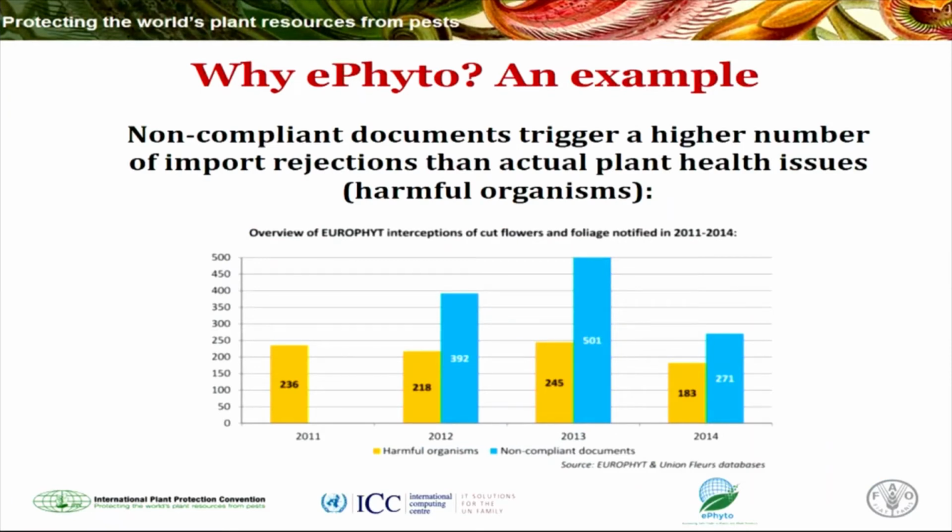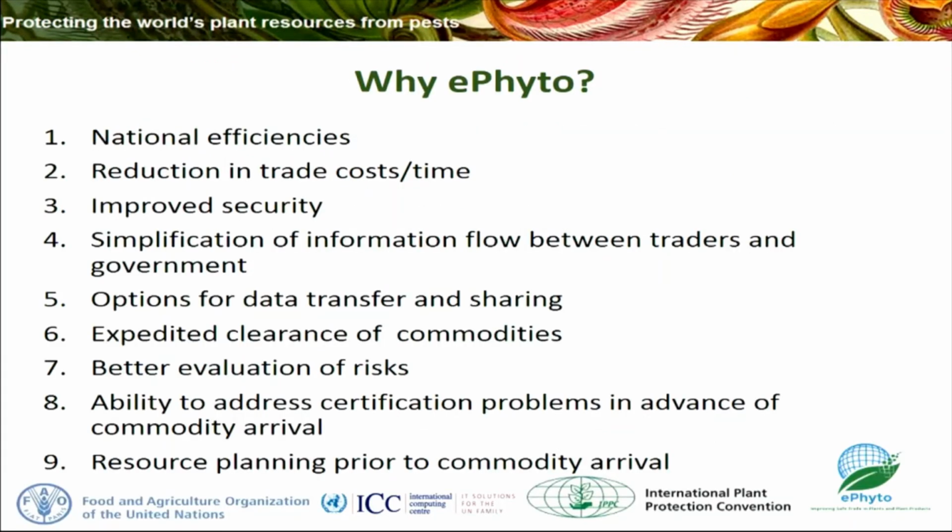Another example, over 50% of cut flower shipments done in a survey by Union Fleur, over 50% of the problems with the shipments were due to problems with the phytosanitary certificate, nothing to do with the pests that we're concerned with in national plant protection organizations. National efficiencies are improved, reductions in trade. All this stuff is continued in the video that you saw, but I'm sure that we'll be able to provide a copy of the presentation at the end.